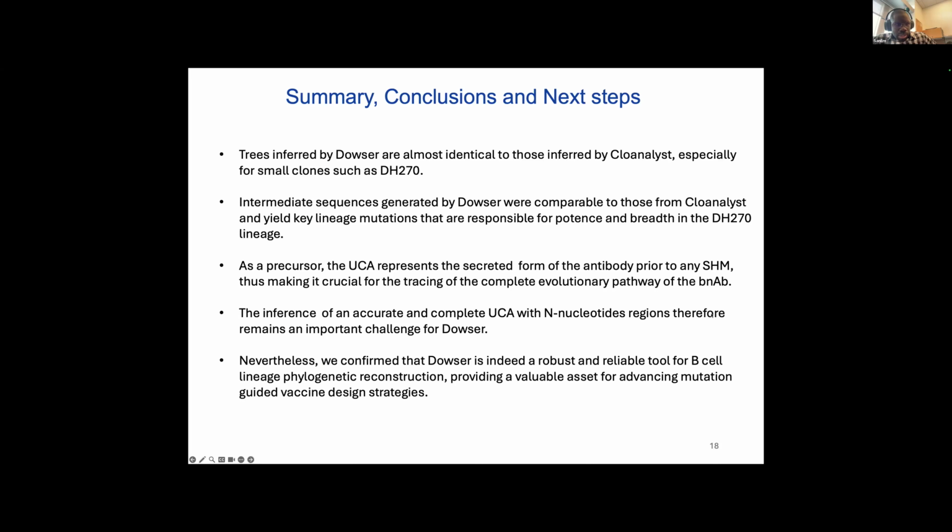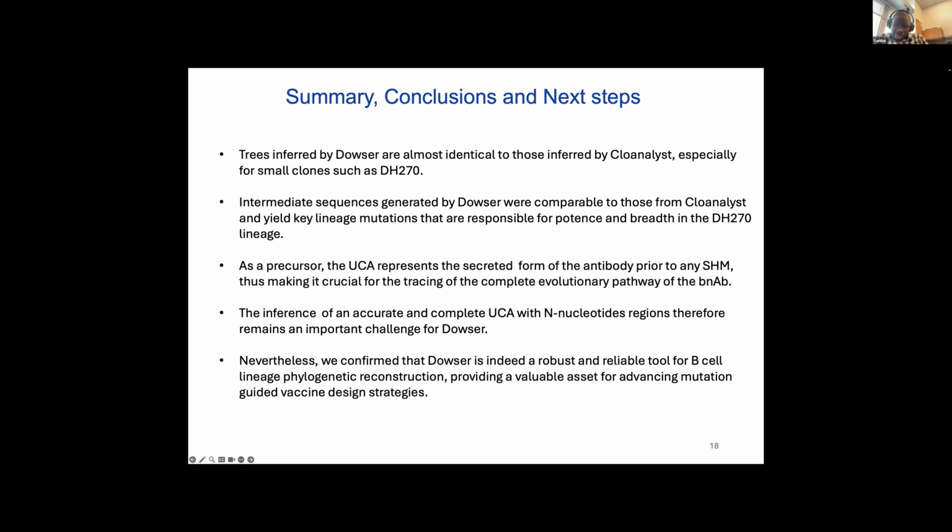So to conclude, the trees inferred by Dowser and clonalists were highly similar. The intermediate sequences that it generated were also comparable to clonalists and contained the key mutations that were required for potency and breadth. And as a precursor, the UCA represents the secreted form of the antibody prior to any somatic hypermutation, making it a crucial element for the tracing of a complete evolutionary pathway of the bnAb.